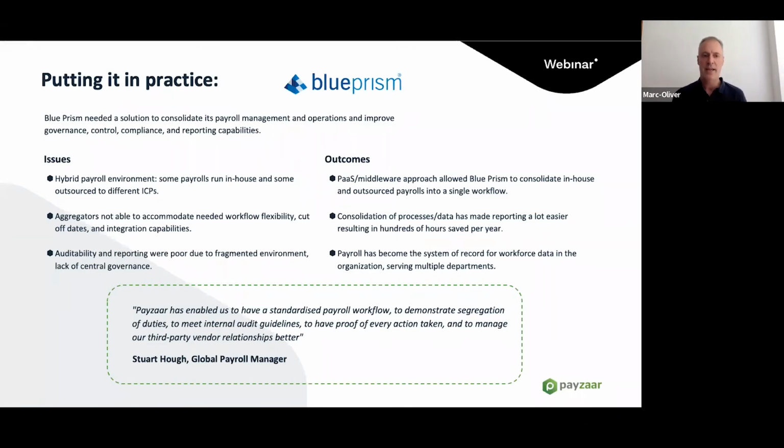So they had this classic hybrid setup of in-house and external payrolls. They wanted to consolidate, standardize, and streamline their payroll operations. They looked at the traditional aggregator solutions and quickly realized that those traditional models are not designed to help them operate in that hybrid setup. If they had decided to work with one of the aggregators, they would have had to essentially outsource all of their payroll operations to that aggregator partner, which was not really what they were interested in doing.